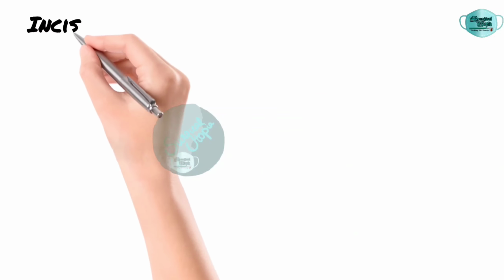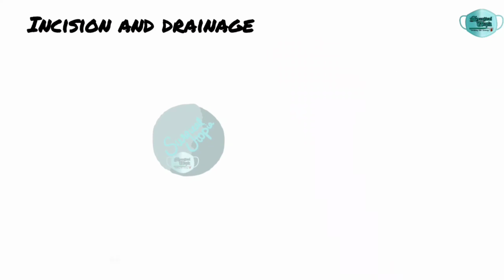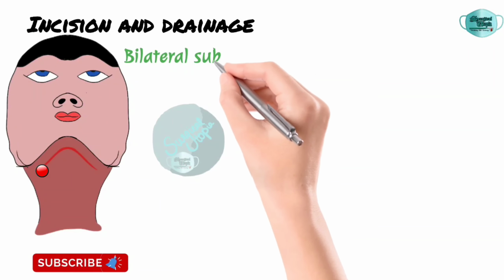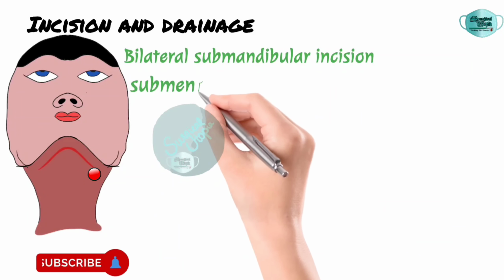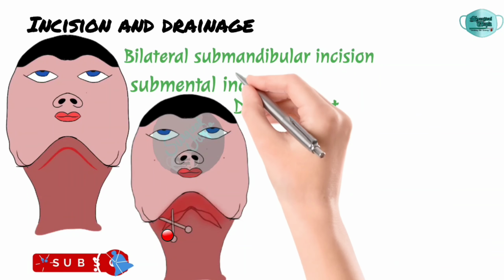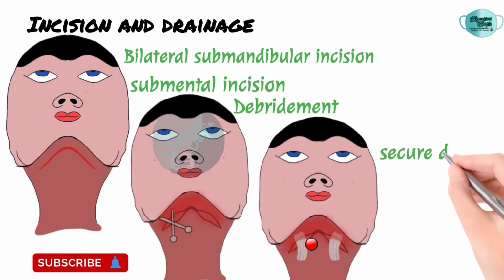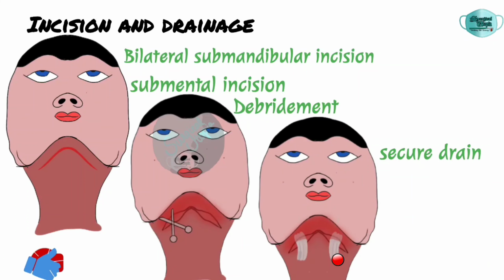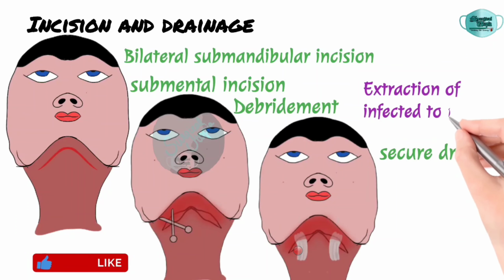For this, incision should be given on the most dependent area in the submandibular region bilaterally and the submental region. Drainage of the pus should be done and debridement of the necrotic tissue should be done, after which a corrugated drain should be placed and secured with 3-0 Vicryl or 3-0 silk suture. Extraction of the offending tooth, that is the tooth which is infected, should be done.